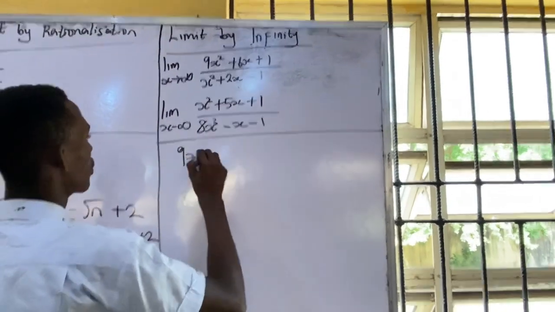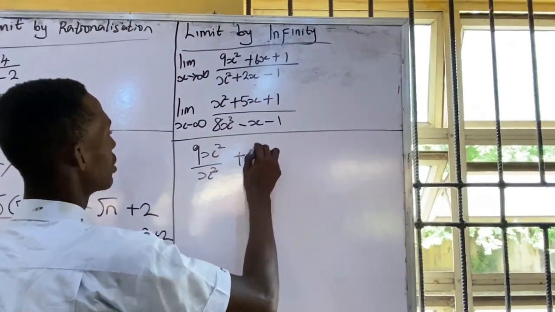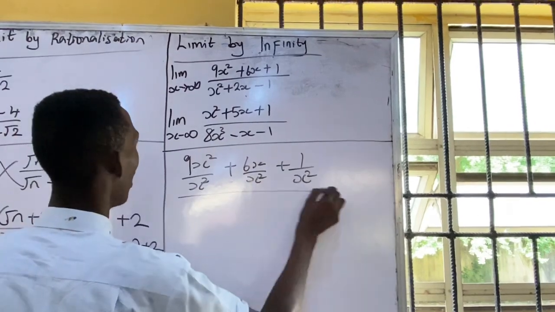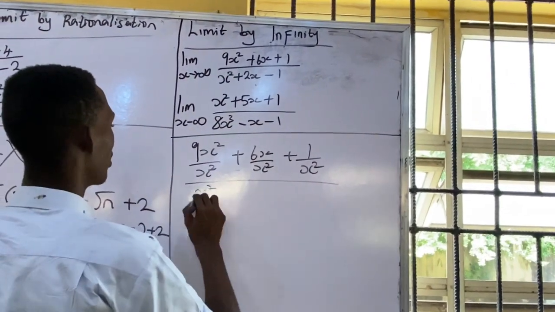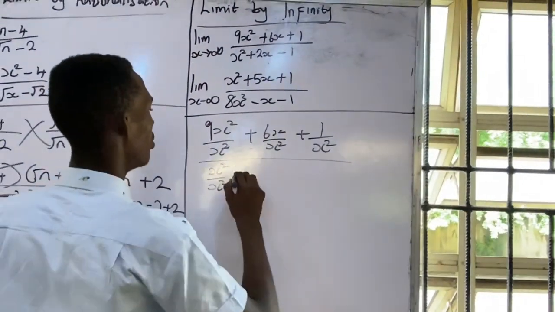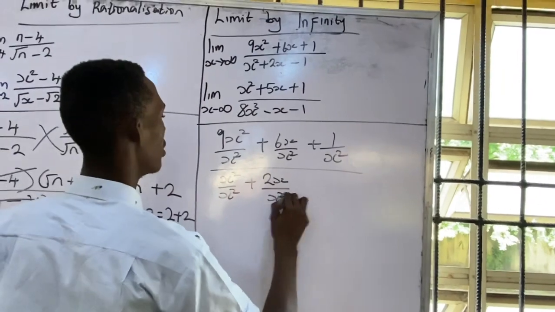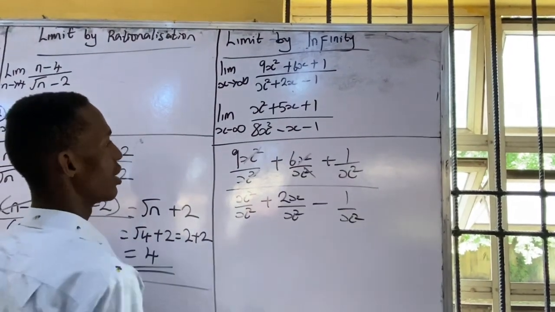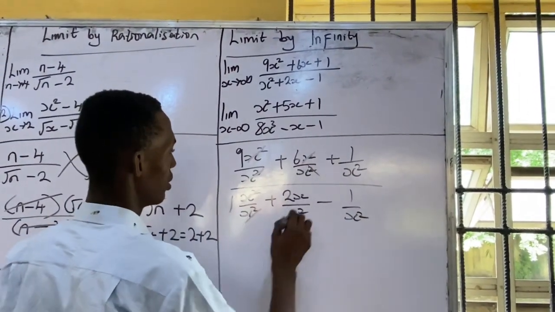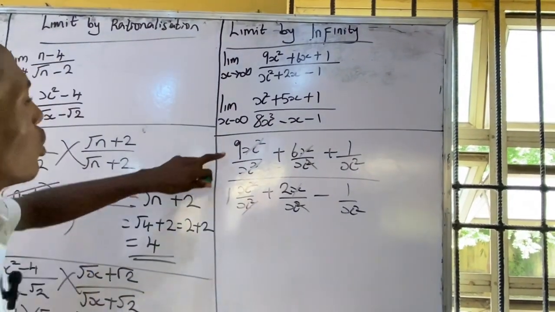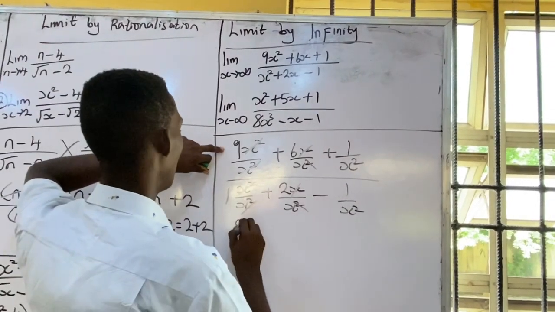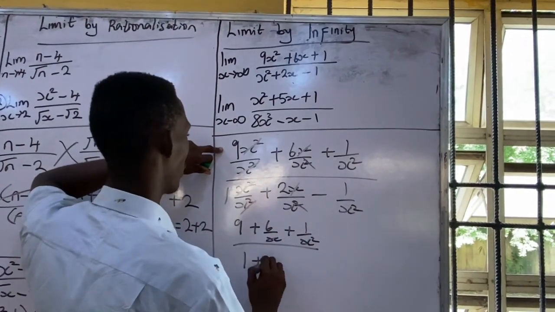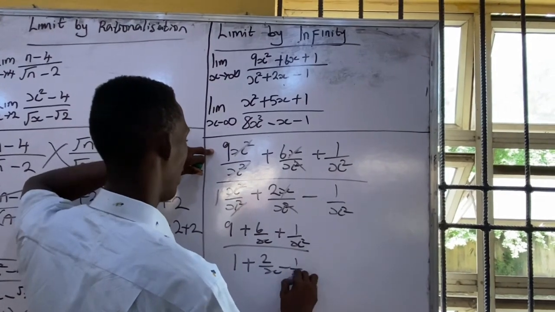We divide everything by x squared: x squared over x squared, plus 6x over x squared, plus 1 over x squared, over, for the denominator, x squared over x squared plus 2x over x squared minus 1 over x squared. So now this cancels this, x cancels x squared, this cancels this, which is 1, x cancels x squared. Once you do that, you are left with 9 plus 6 over x plus 1 over x squared, over 1 plus 2 over x minus 1 over x squared.